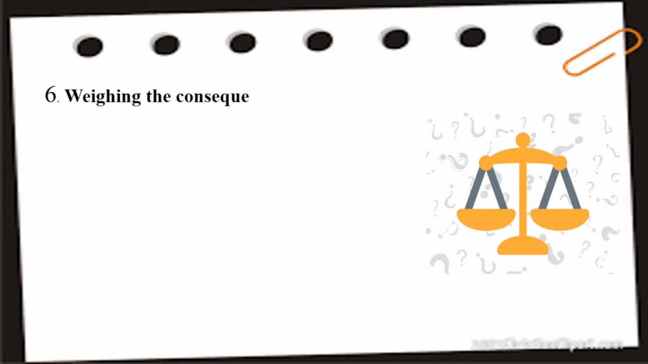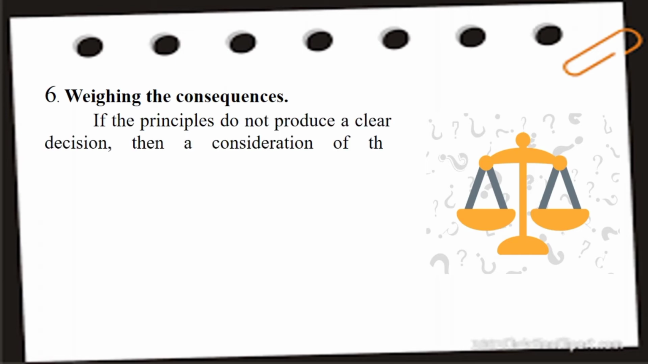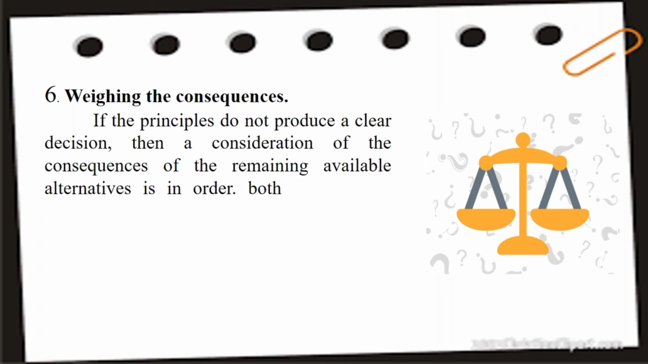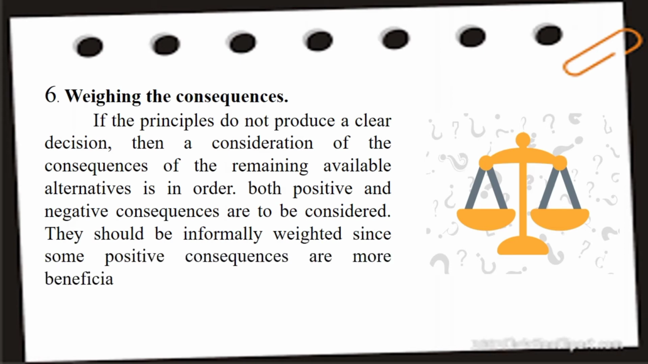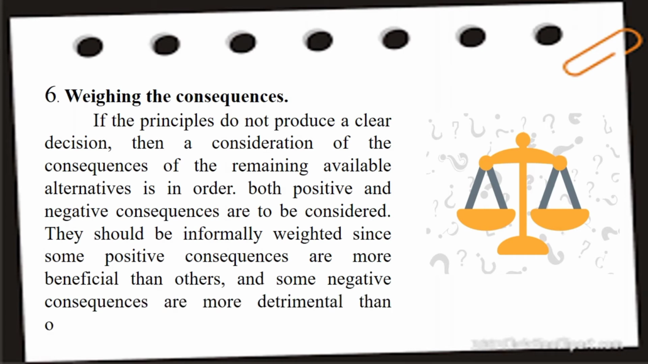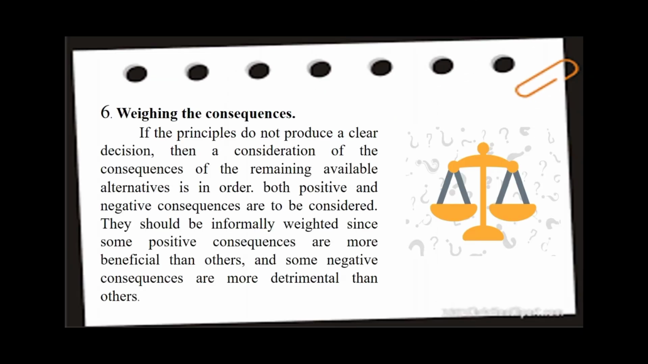Number 6, weighing the consequences. If the principles do not produce a clear decision, then the consideration of the consequences of the remaining available alternatives is in order. Both positive and negative consequences are to be considered. They should be informally weighed, since some positive consequences are more beneficial than others, and some negative consequences are more detrimental than others.